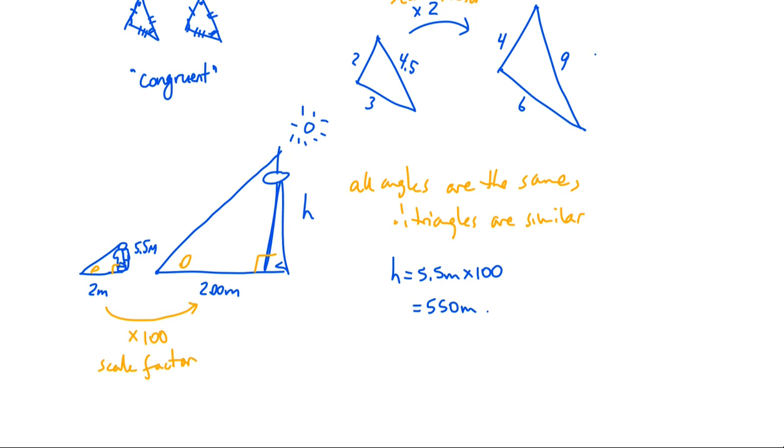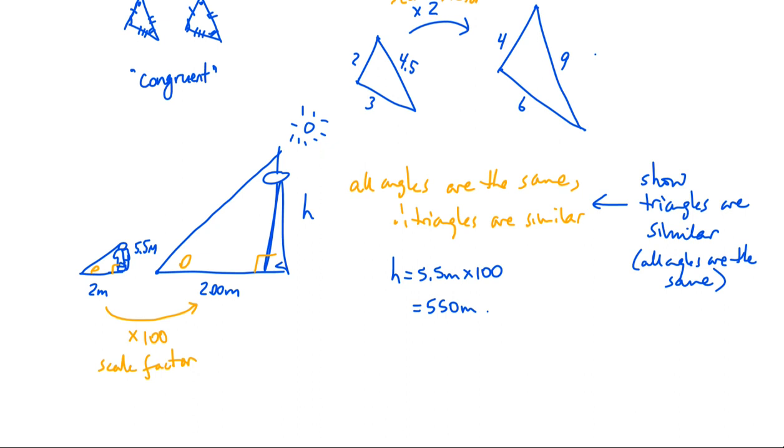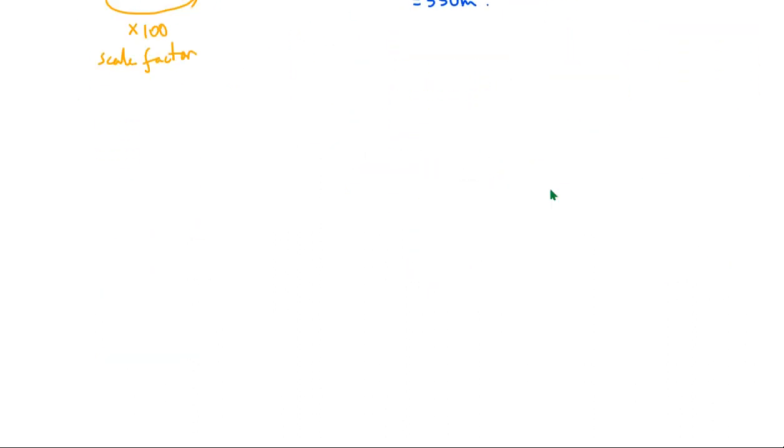Now, before we did this math of finding h, I had to go through this talking about why the triangles are similar. So first you have to show that the triangles are similar. And one of the ways to show them is all angles are the same. Okay, and then once you do that, then you can use the proportions. You can find the scale factor and figure out the missing side. Okay, let me do another one.